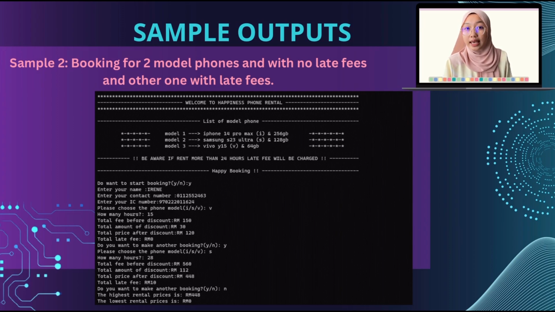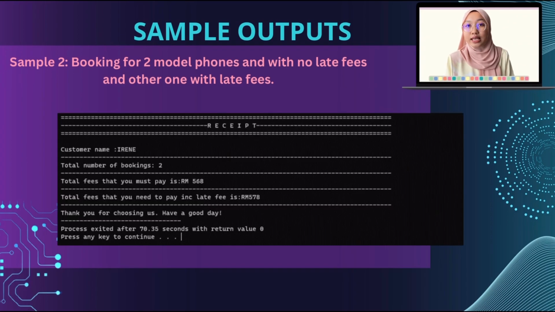She rented for 28 hours and her total before discount is RM560. The amount discount is RM112 and the price after discount is RM448. There is a late fee charge for this booking, which is RM10. Then she entered no to continue and it will show the highest rental price is RM448 and the lowest is 0.